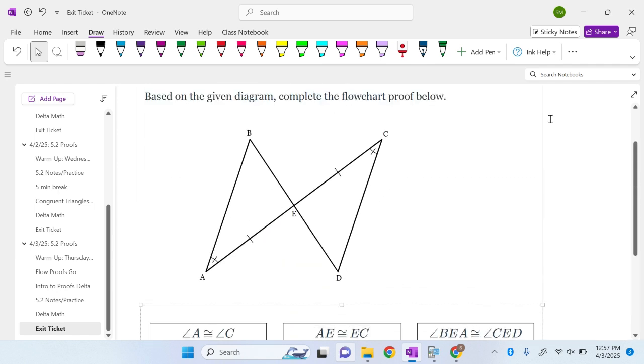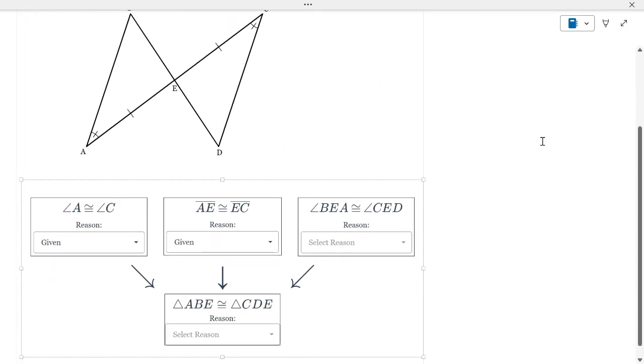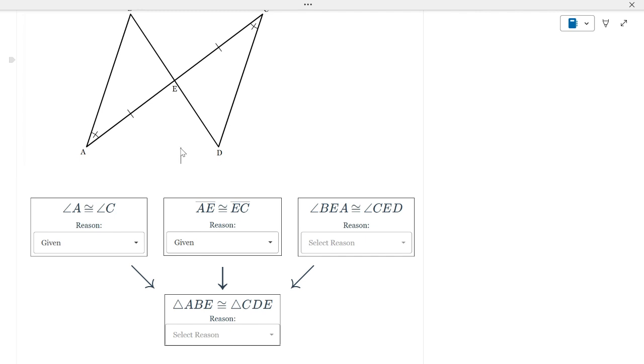Okay, guys, so I gave you a really easy one for your exit ticket. Basically, all of it's given to you already. You just gotta tell me why this reason is true, and then why these triangles are congruent. So you already have the statements, you just gotta give me the reasons. And I already told you that these two were given. So why is BEA congruent to CED? My head hurts. This is too much.